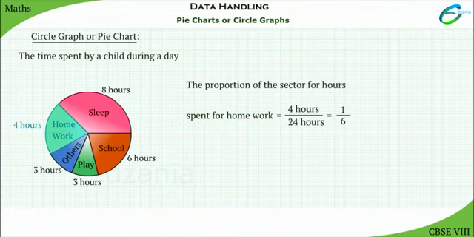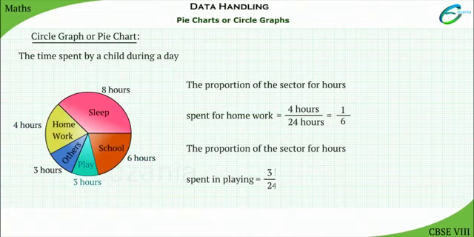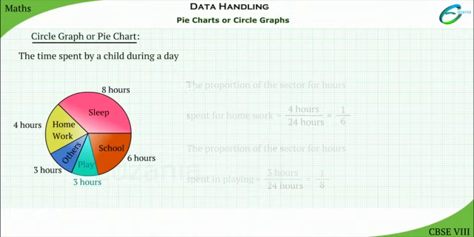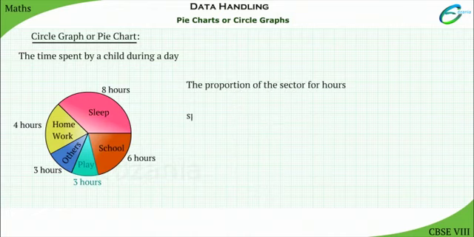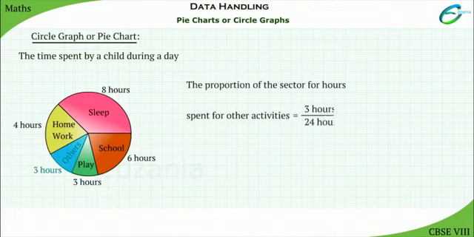Similarly, the proportion of the sector for hours spent in playing is equal to the number of hours spent in playing over the whole day. And the proportion of the sector for hours spent on other activities is also equal to 1/8 of the whole day. Observe that when you add up all the sectors representing different activities, you will get the complete circle.